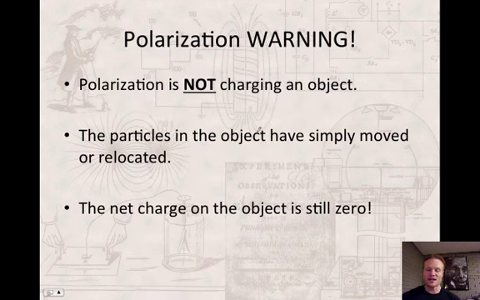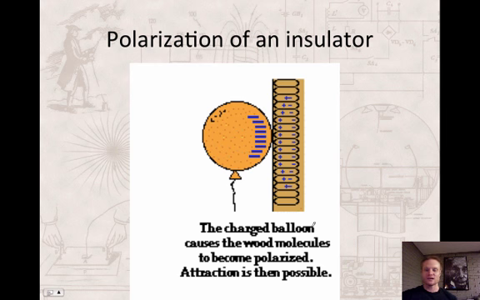Few warnings about polarization. I mentioned it 2 slides ago. Polarization is not charging an object. There is no transfer of charge in polarization. The particles in the object have just simply moved. They've rearranged themselves in some way, shape, or form. The net charge, though, on the object is still 0. If I go back to this previous picture, these electrons on this balloon have not jumped off onto the wall yet, and they won't. Basically, this is just a movement of electrons, and the overall charge of this wood is still neutral. It has an equal number of protons and electrons.